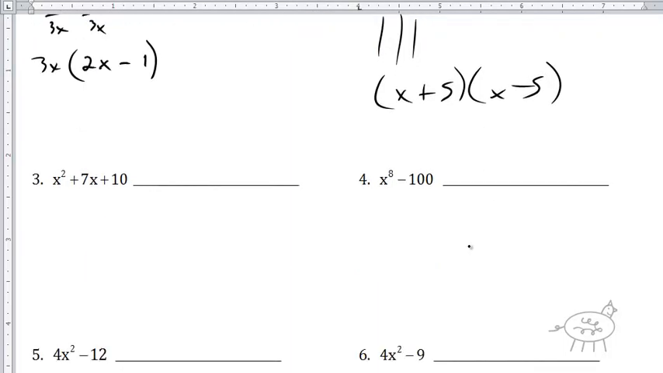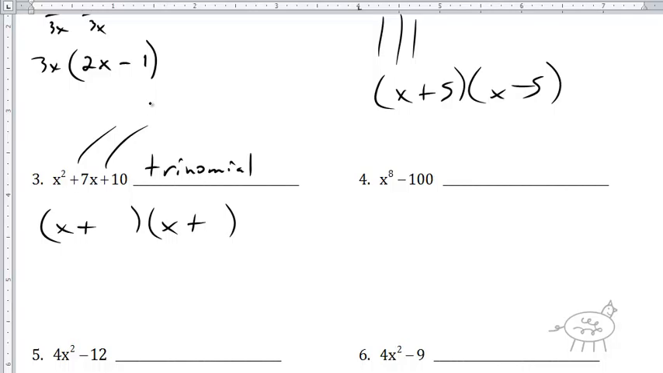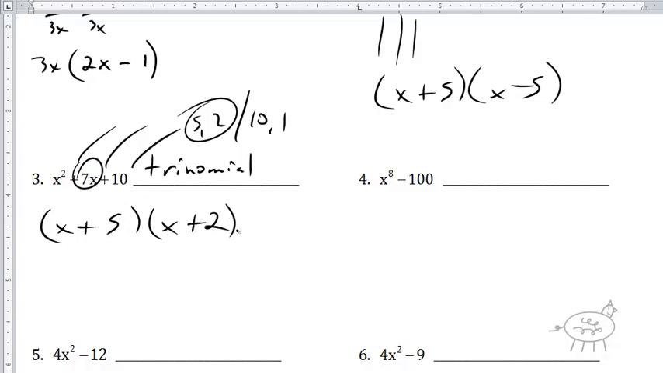The next one is a trinomial. That trinomial is x and x, and then it's plus and plus because this is plus, and they have to be the same sign, so they're both positive. And 10 gives you 5 and 2, or 10 and 1, and 5 plus 2 is 7. So it's 5 and 2, and that's your answer.